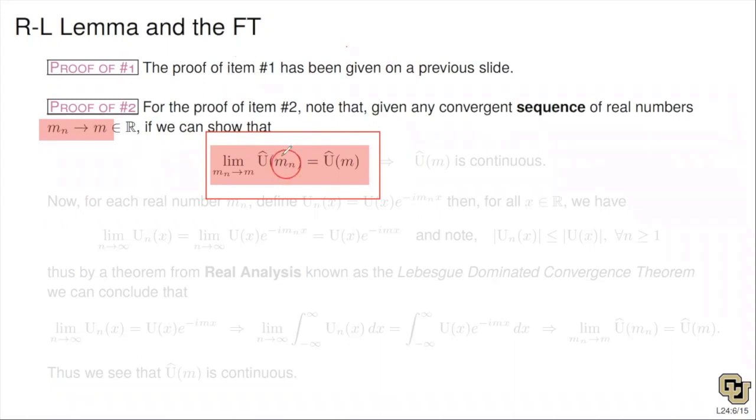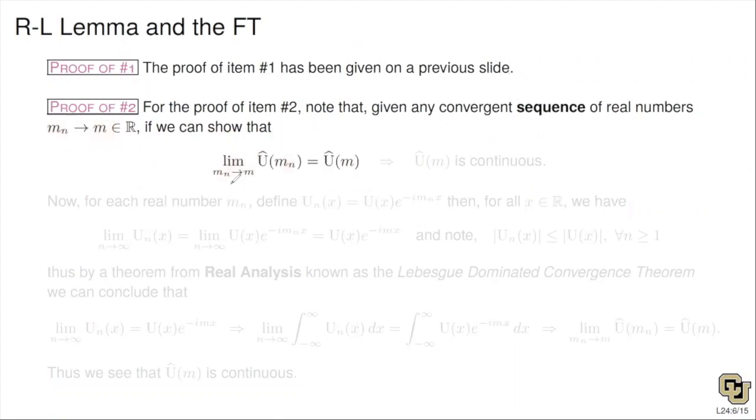basically in the limit, what you should see is we've just taken m sub n and applied the limit in here. And that's really what continuity says. Basically, continuity allows us to bring the limit inside. So here, if we can show this limit's true for any m and sequence m sub n that converges to m, then that'll imply that our transform is continuous.